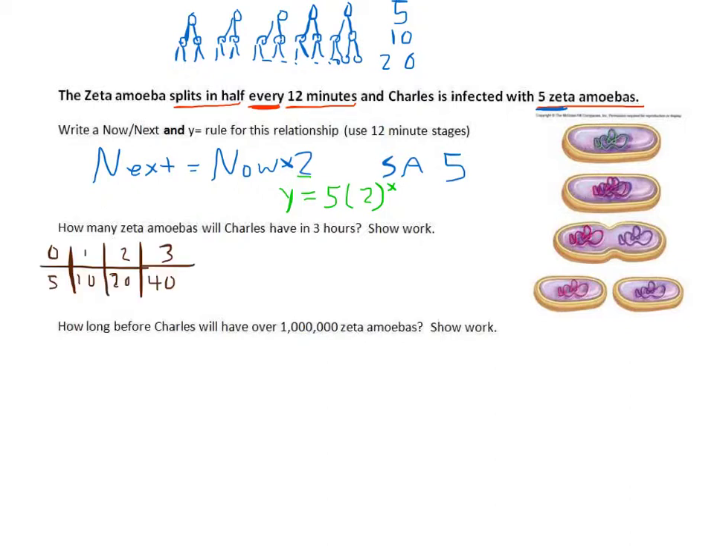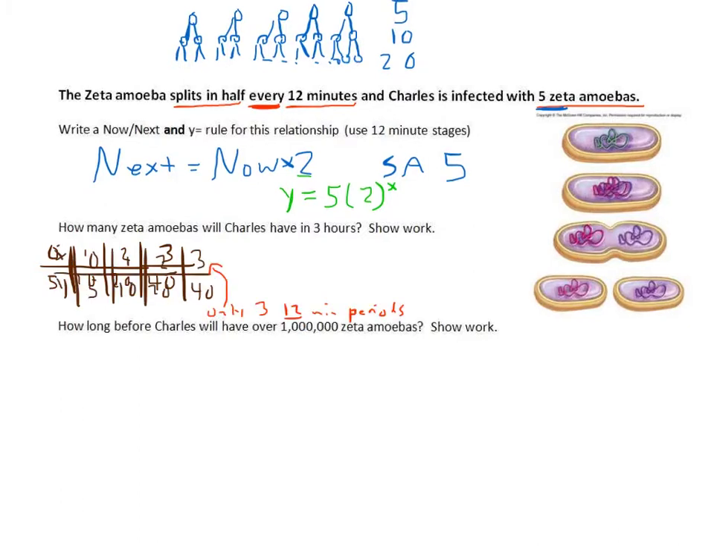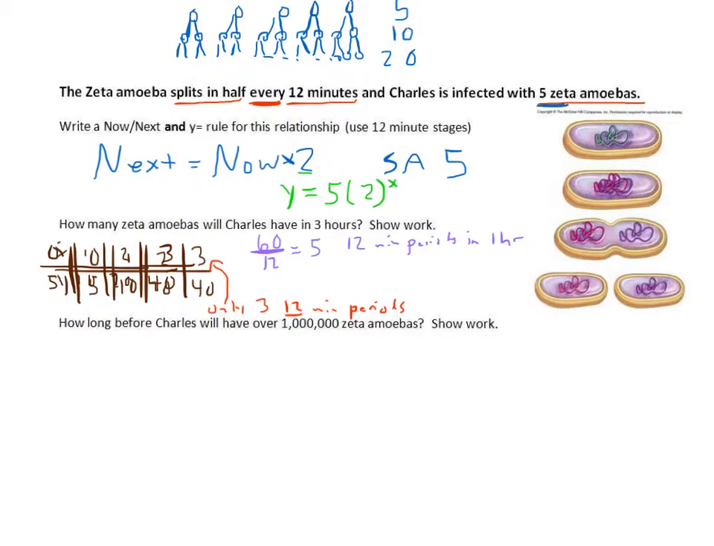If I make a table, 5, 10, 20, 40, and just say 40, I'm ignoring the fact that this is every 12 minutes. This isn't 3 hours, this is 3 12-minute periods. Erased it there, so I'm going to have to go quite a bit further. How far do I have to go? How many 12-minute periods are in 1 hour? So I do my division here, 60 over 12 is 5. There are 5 12-minute periods in 1 hour. This is information that's going to help me.